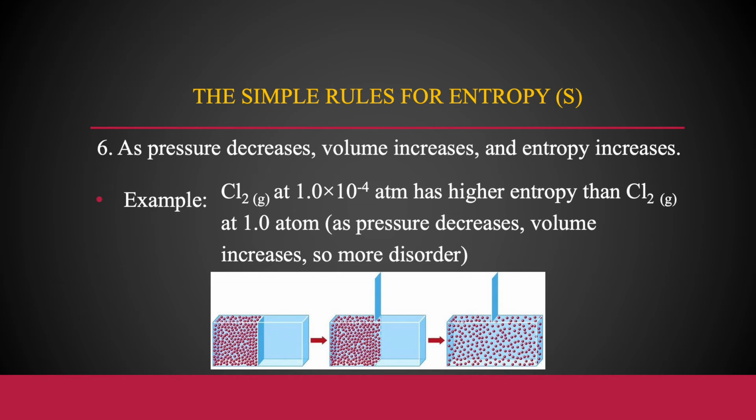The sixth rule of entropy states that volume and entropy have a direct relationship, while pressure and entropy have an inverse relationship. Therefore, if we increase the entropy, the volume will increase, but the pressure will decrease. And the example given is a further elaboration of the topic discussed.